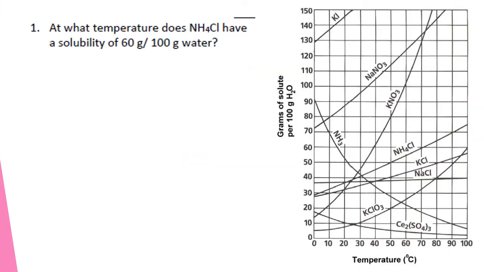So, number one, at what temperature does NH4Cl have a solubility of 60 grams in 100 grams of water? It's important to note that this graph is about 100 grams of water. It doesn't apply to this question, but for other questions, I might ask if it was in 50 grams of water or 200 grams of water, but that's not the case here. So NH4Cl is this line. And I want to know at what temperature it has a solubility of 60 grams.